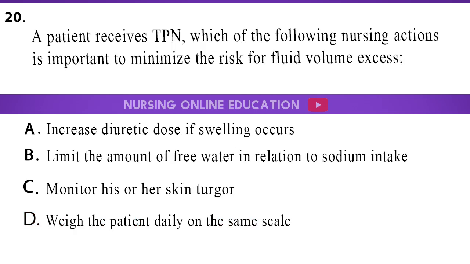20. A patient receives TPN. Which of the following nursing actions is important to minimize the risk for fluid volume excess? A. Increase diuretic dose if swelling occurs. B. Limit the amount of free water in relation to sodium intake. C. Monitor his or her skin turgor. D. Weigh the patient daily on the same scale. The answer is option D, weigh the patient daily on the same scale.